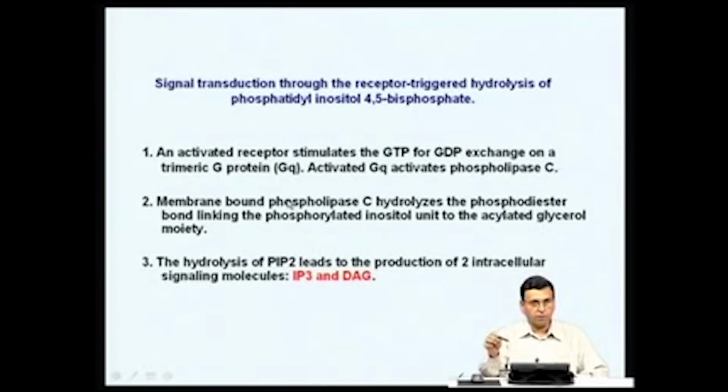and those G proteins which activate phospholipase C, the alpha subunit of which is referred to as GQ, the G alpha Q subunit, and the GQ actually activates phospholipase C. So when this activation takes place, the membrane bound phospholipase C hydrolyzes the phosphodiester bond linking the phosphatidylinositol unit to the acylated glycerol moiety, and as a result of this hydrolysis, it results in the generation of two very important intracellular signaling molecules, namely IP3 and DAG, that is inositol triphosphate and diacylglycerol.